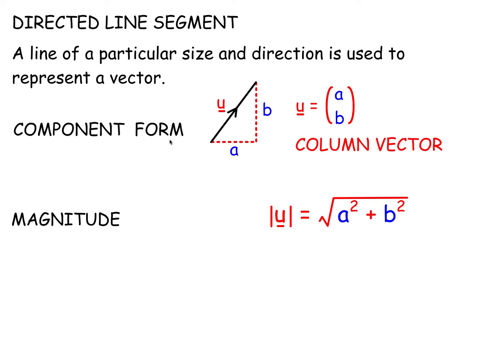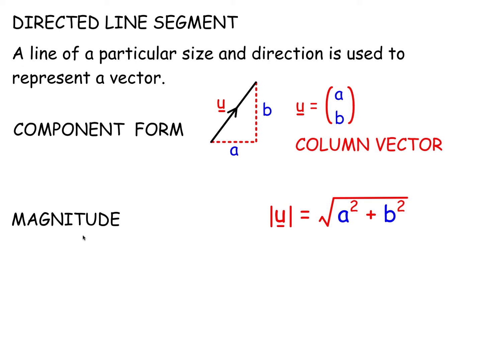So in component form, the vector was given as an x component and a y component, where if you're moving from one end of the vector to the other, you move a certain number of units horizontally in the x direction and a number of units vertically in the y direction. Given as a column vector here, A is the x component, B is the y component.